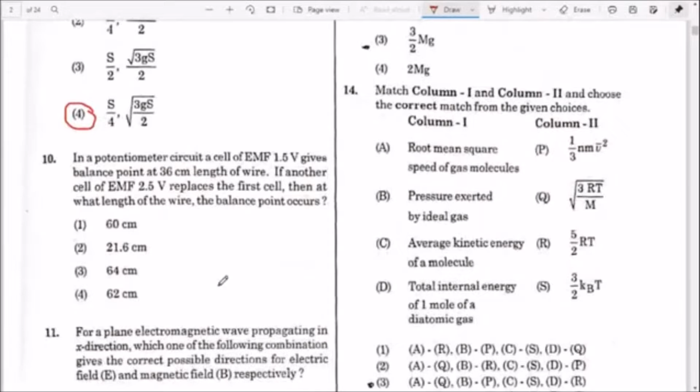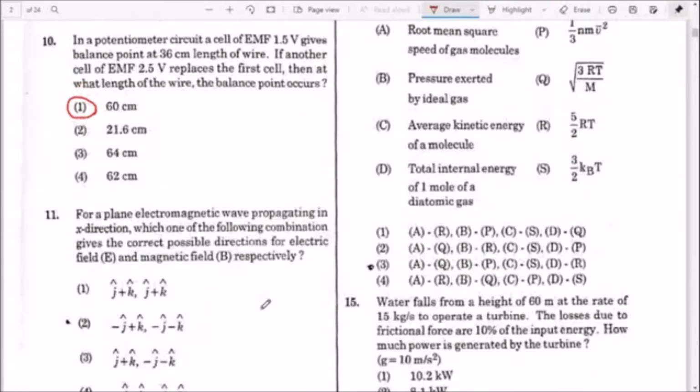In a potentiometer circuit, a cell of EMF 1.5 volts gives a balance point at 36 centimeters length of wire. If another cell of EMF 2.5 volts replaces the first cell, then at what length of the wire does the balance point occur? Option number 1, that is 60 centimeters, is the correct option, students.